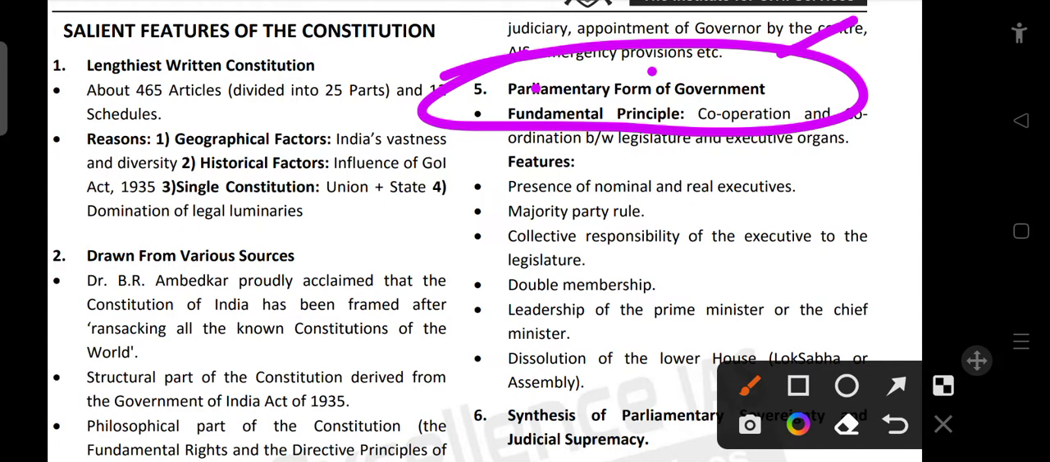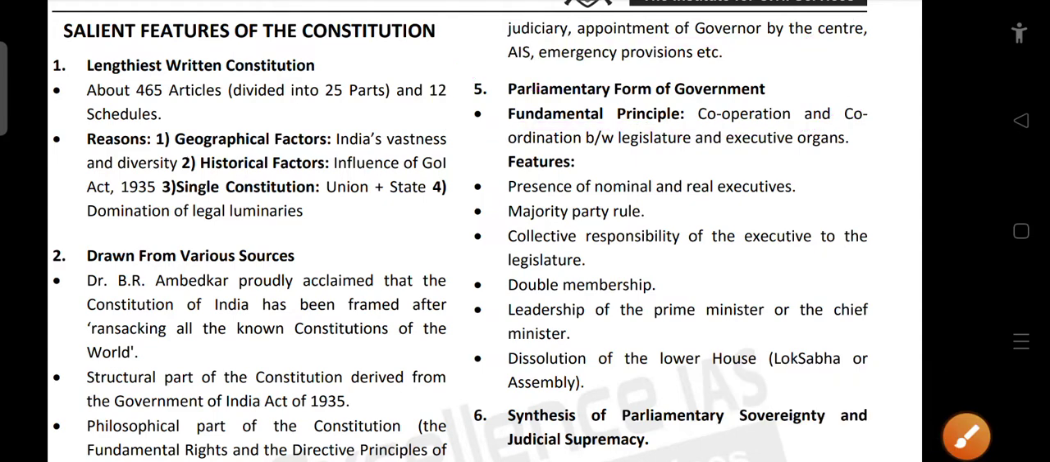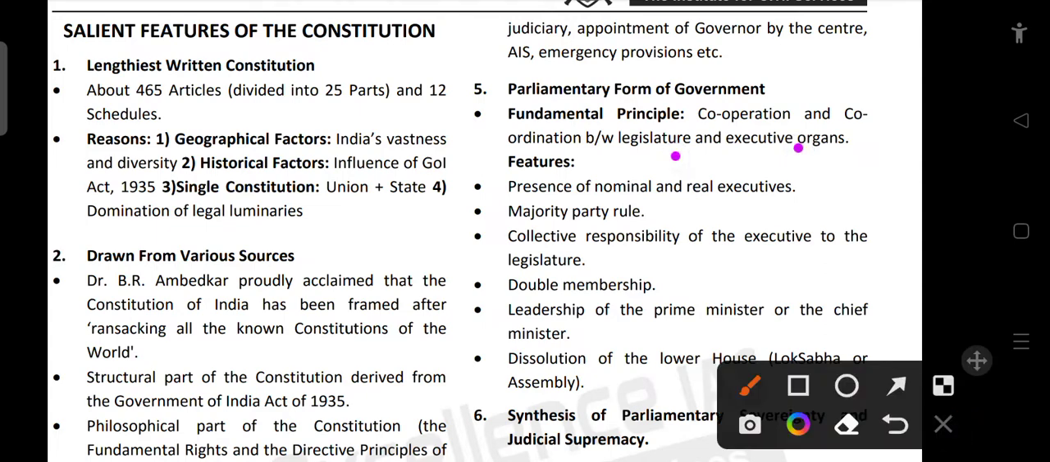The next feature is parliamentary form of government. What is the fundamental principle? Cooperation and coordination between the legislature and executive. That is the main fundamental principle. The coordination is a must to have a stable government.